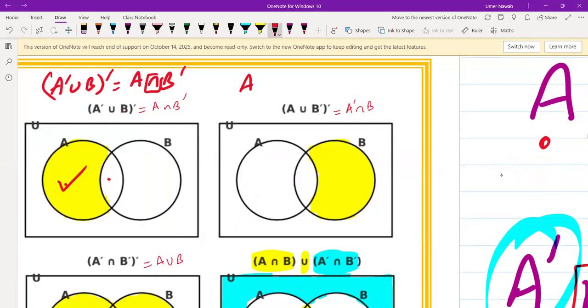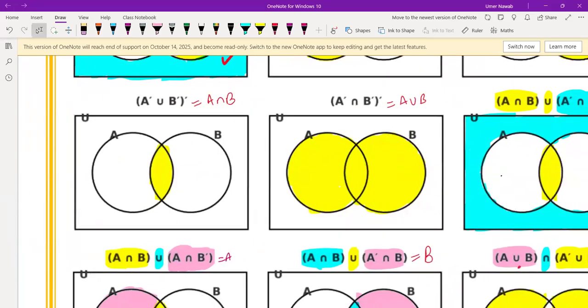(A union B complement) whole complement. So I'm going to write A complement intersection B. So A complement means I consider this part and put a dot here, this part and this part. And which portion do I have to consider, which is coming inside of B. So I'm going to just shade this. Next, he gave you (A complement union B complement) whole complement. So I will write A intersection B.